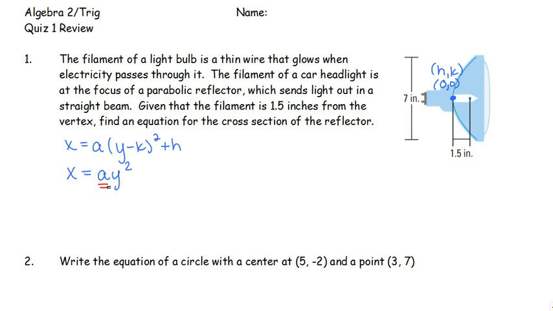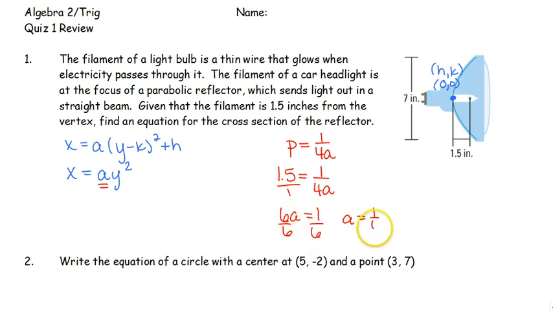And the a value we can find by knowing the p value, the distance between the focus and the vertex. Because remember, our p value equation is 1 over 4a. And we know p, we know the distance. The distance is 1.5 is equal to 1 over 4a. We cross multiply. 1.5 times 4 gives us 6a. 1 times 1 is 1. We divide by 6. So we find that a is equal to 1/6.